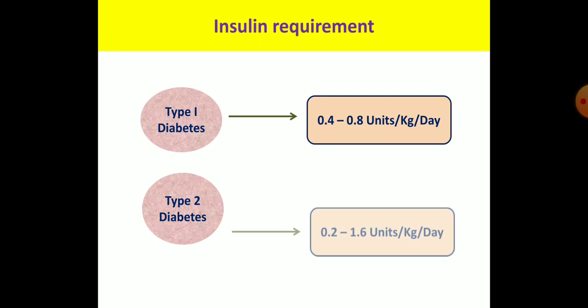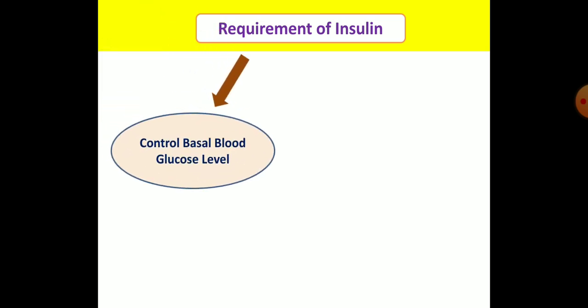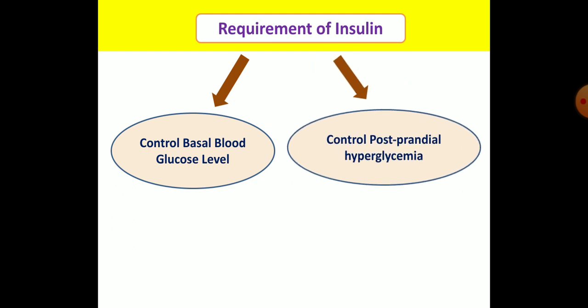In type 2 diabetes, the range is even wider, 0.2 to 1.6 units per kg per day. Now, what is the requirement of insulin? Primarily, insulin is required to control the 24 hours basal blood sugar level, which controls the hepatic glucose output, and second, to control the postprandial, meal related hyperglycemia. These are the two principal functions that insulin should subserve in each diabetic patient to control the blood sugar level.